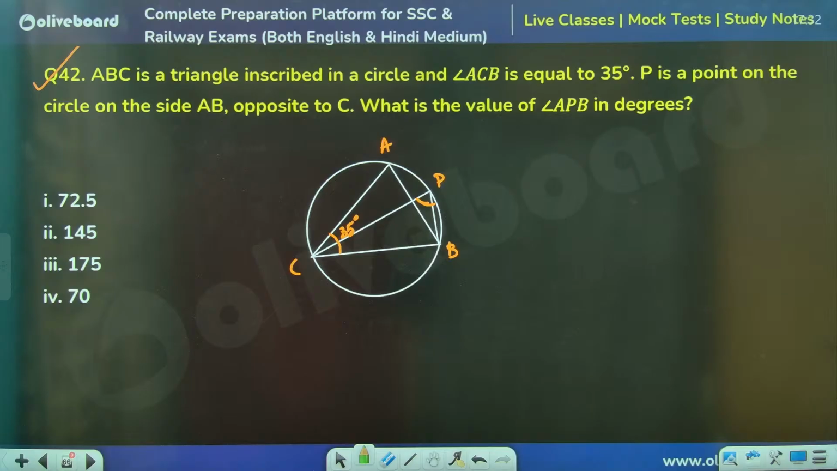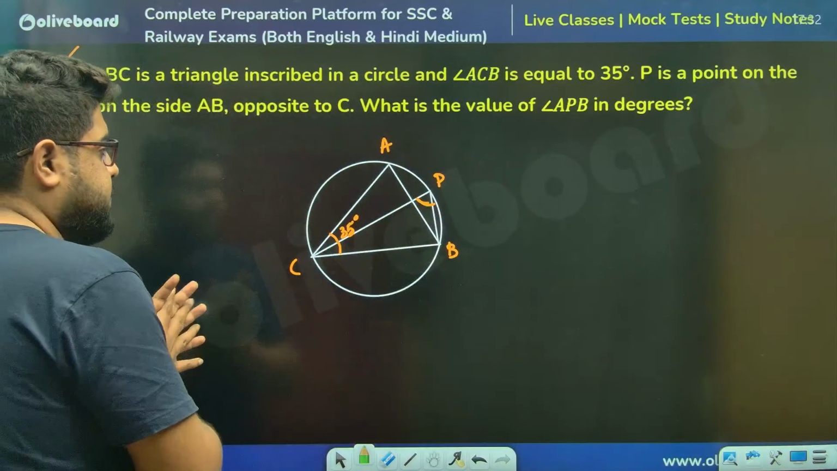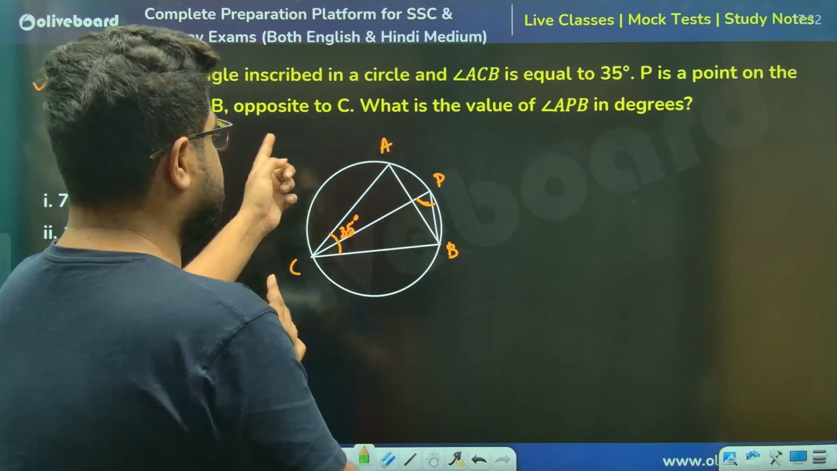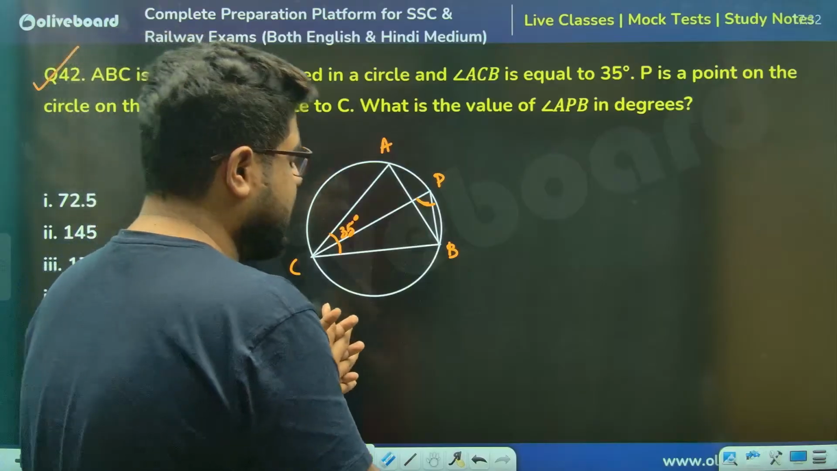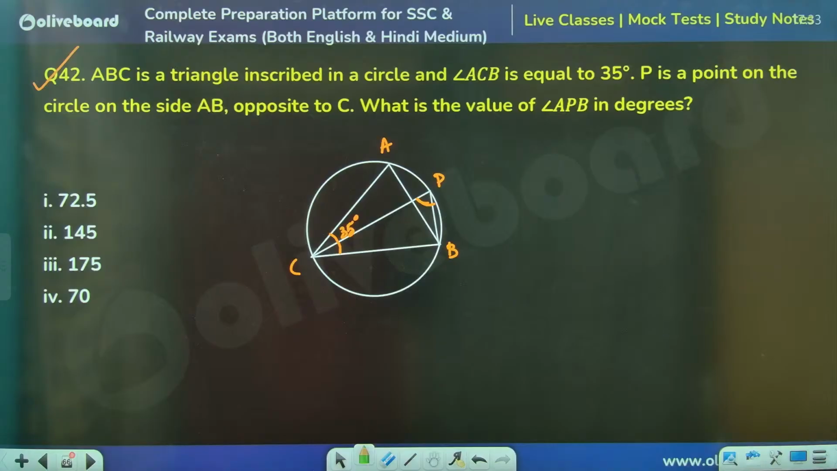Tell me, sir. Options are 70 and 145. You guys are stuck over here. The way I am able to figure it out is by joining AP and making a cyclic quadrilateral. But the problem is that we have not discussed the cyclic quadrilateral as of now. So I'm a little skeptical, sir.